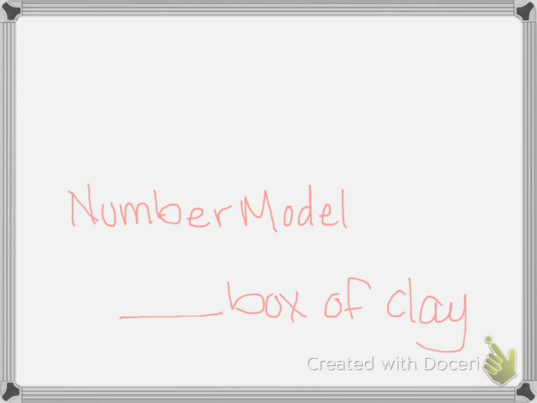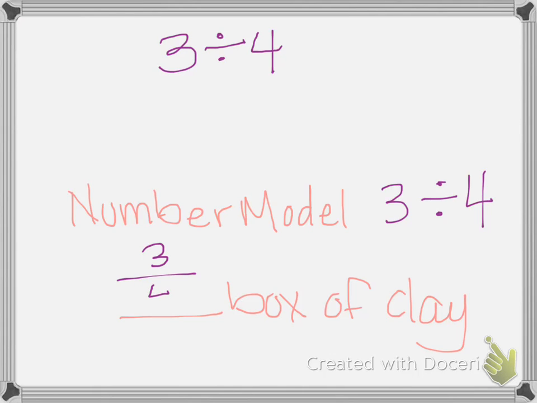Number 3 says the 5th grade teachers ordered 3 boxes of clay and they wanted to share it equally among their 4 classes. How much clay does each class get? So they have 3 boxes of clay and they want to divide it among 4 classes. So your number model would be 3 divided by 4. How many boxes of clay? Again, we know that divide sign we can also turn into a fraction. So they would each get 3/4 boxes of clay.